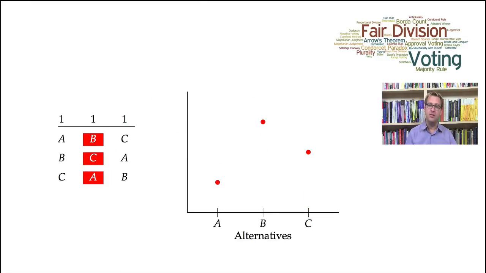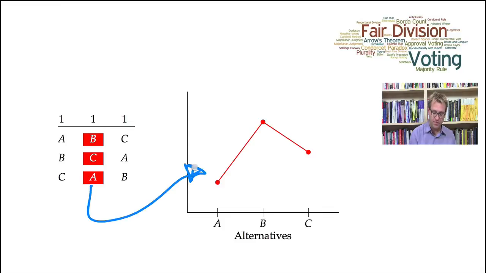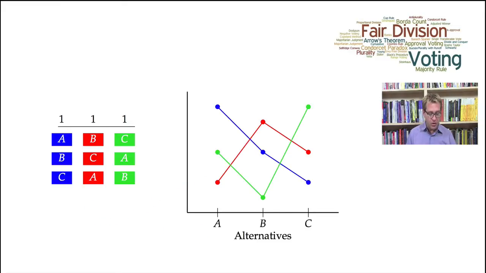Now, we can plot the values for voter 1, connect the dots, and look at the shape of voter 1's preference along this scale, the scale where A is to the left of B, which is to the left of C. And we can do that for all of the voters. So we look at the shape of all of the voters' preferences, and we can ask what is different or similar among the different shapes.